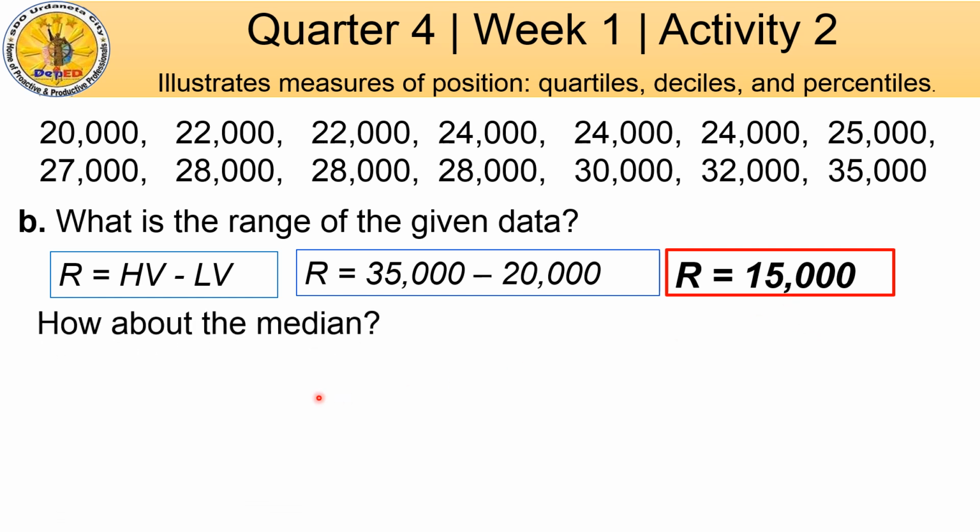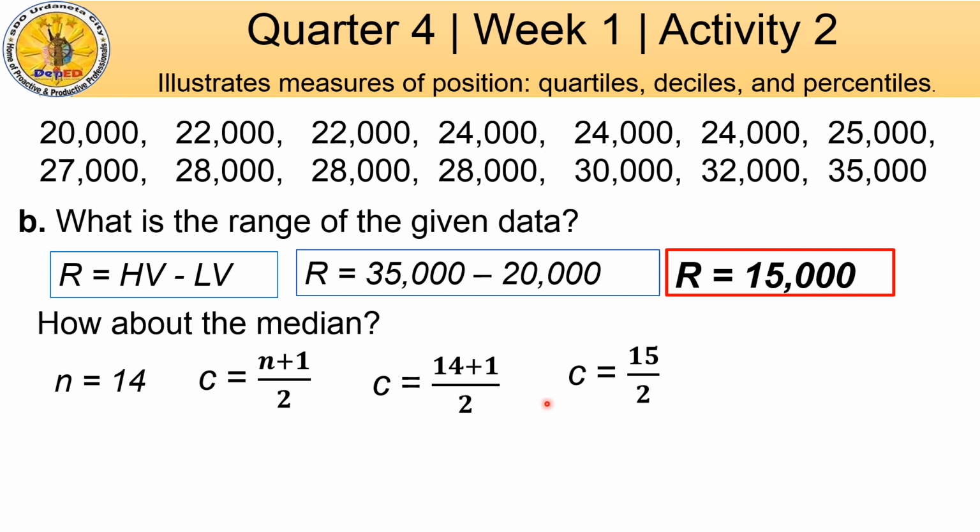How about the median? Knowing that there are 14 number of observation, simply find the center position, that is equal to n plus 1 divided by 2. Replace n by 14 plus 1, so we have 15 divided by 2, and your center is located at the 7.5th position.